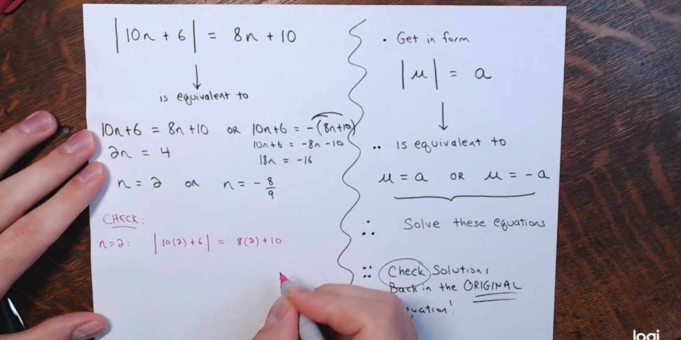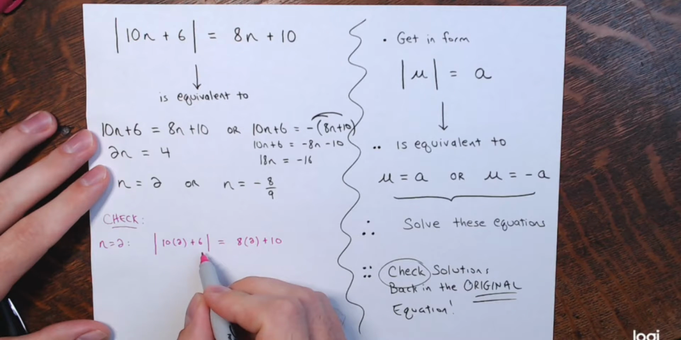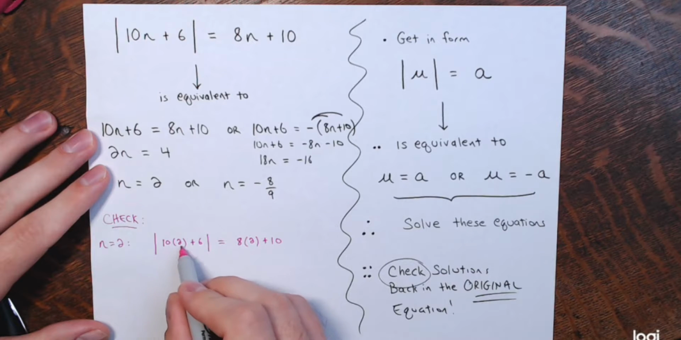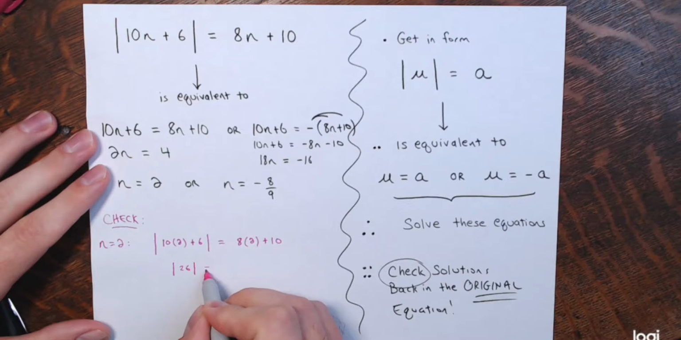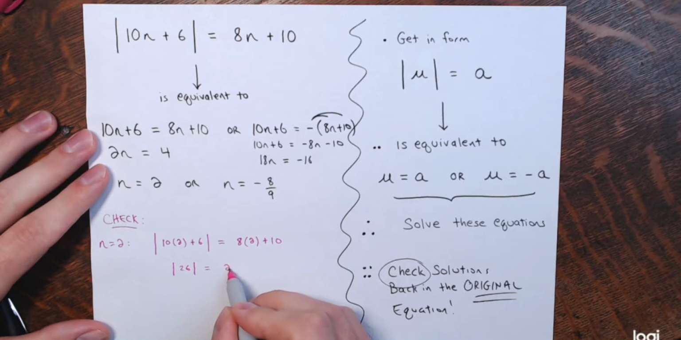10 on the right. Now for absolute values, treat them like parentheses, in most cases. You simplify what's inside first. This is the absolute value of 20 plus 6. That's the absolute value of 26 equals, and then over here, this is 16 plus 10, that's 26.